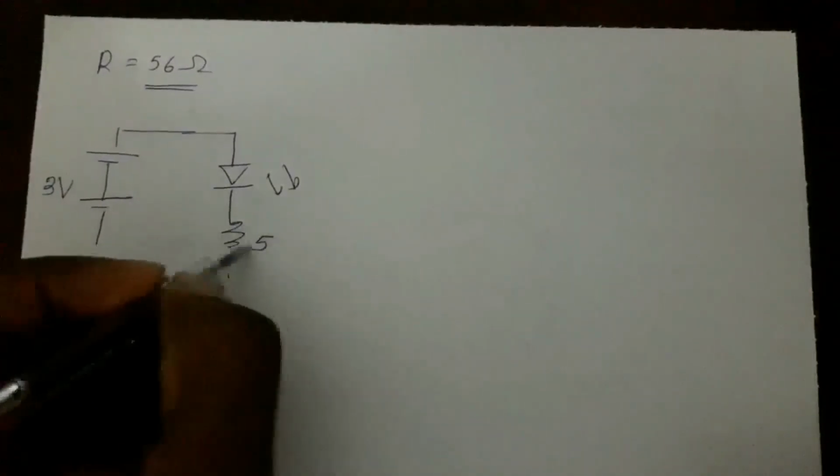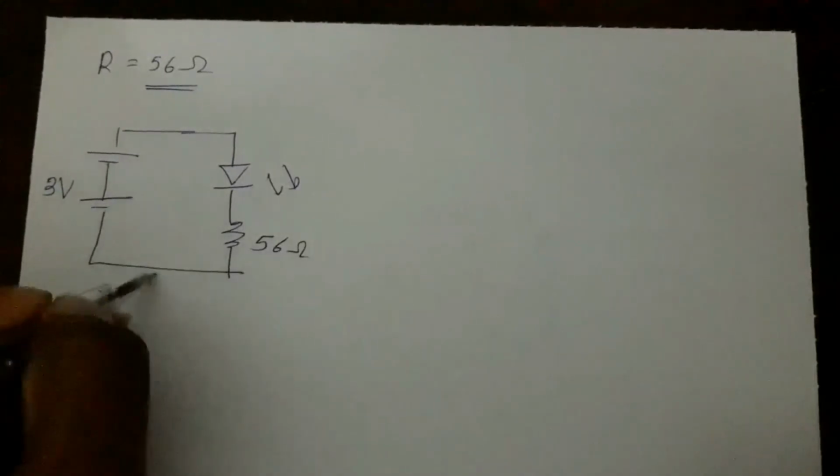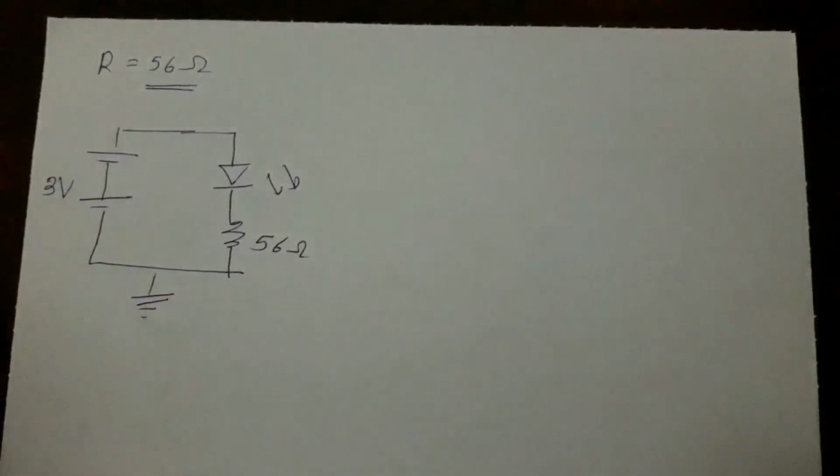So let's redraw the circuit. We have two AA cells, each measuring 1.5 volts, and the entire voltage source is 3 volts. We have the LED, the red LED, and we have a 56 ohm resistor. So there you go, this is the circuit.